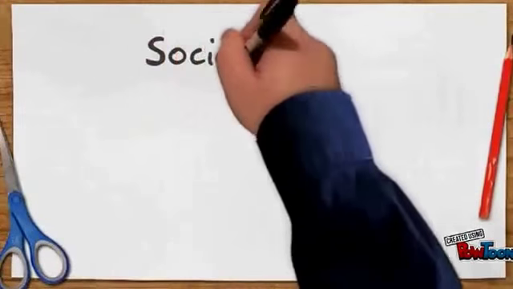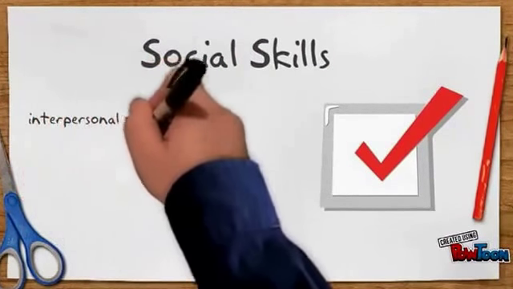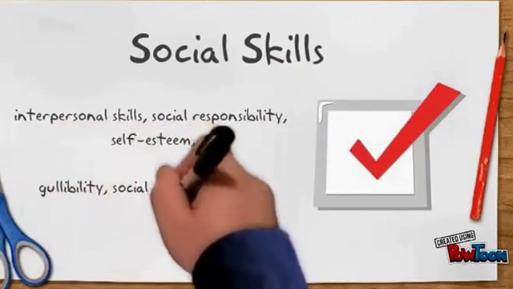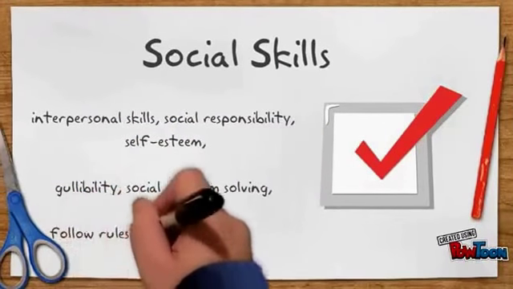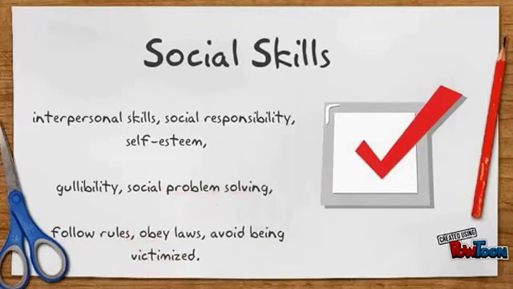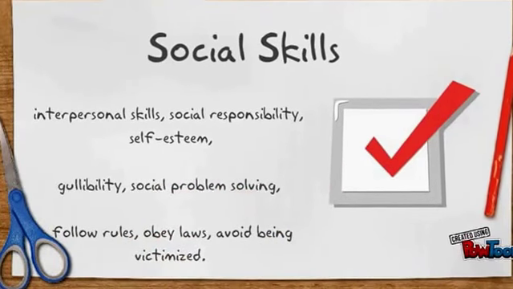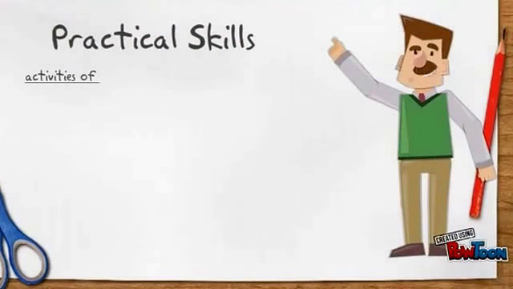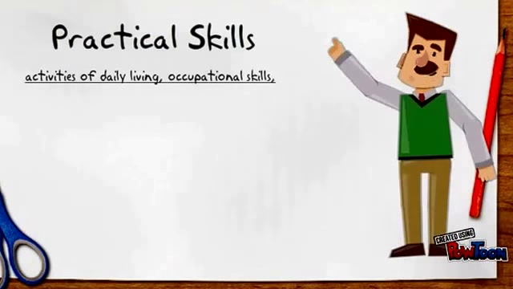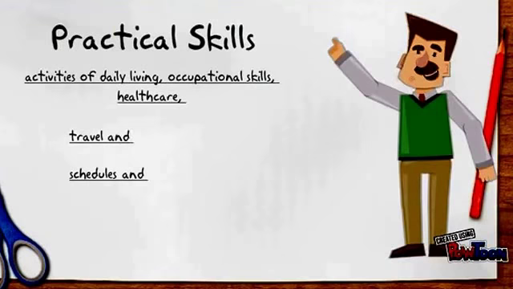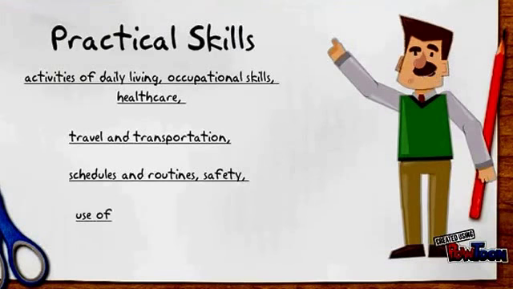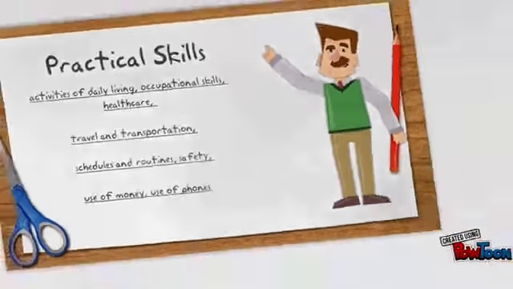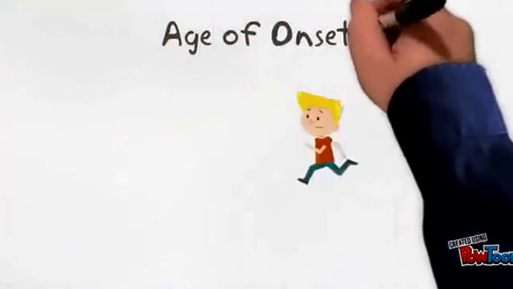While social skills include interpersonal skills, social responsibility, self-esteem, gullibility, social problem solving, and the ability to follow rules, obey laws, and to avoid being victimized. Lastly, practical skills include activities of daily living, occupational skills, healthcare, travel and transportation, schedules and routines, safety, use of money, and the use of the telephone. Adaptive behavior can also be measured using standardized tests.